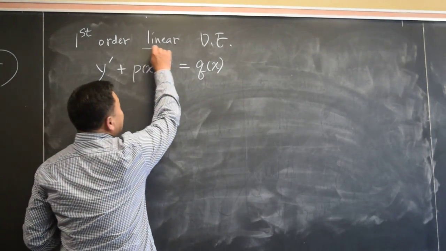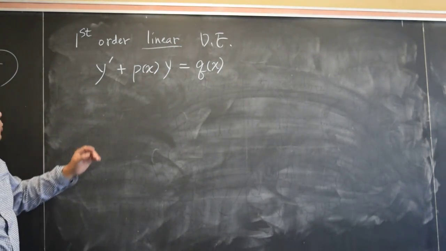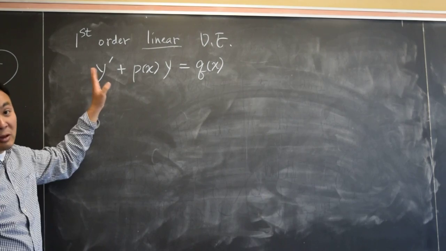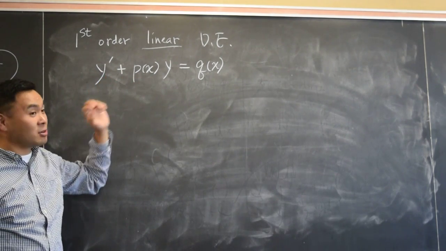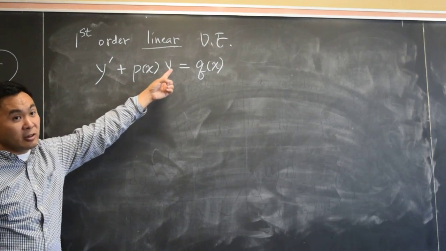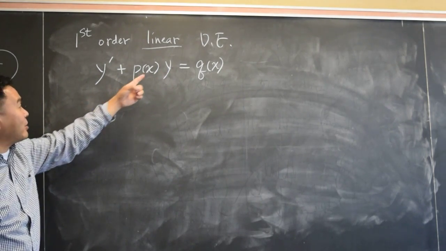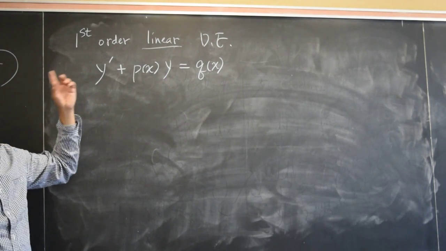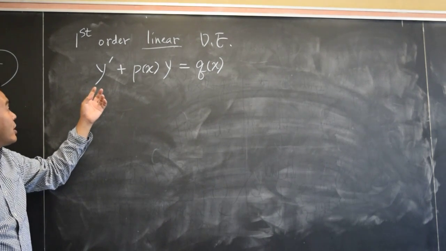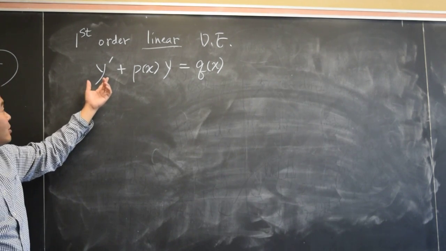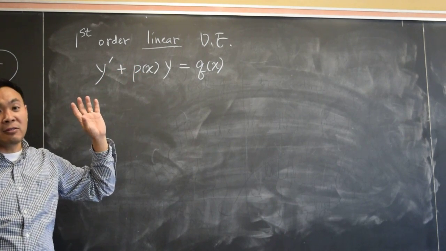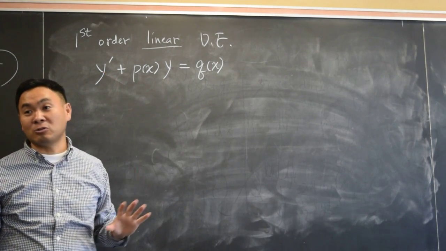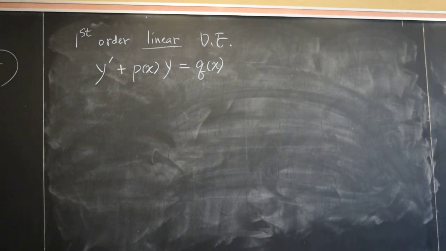Then this part about linear. Linear means that y prime and y are separate terms. They're never multiplied to each other. They're just by themselves separately, and their powers are always 1. So if I had y squared somewhere, that wouldn't be linear. If I had y prime squared, that won't be linear either. Linear means whenever y prime or y appears, it only has first power, and it never happens that y prime and y are multiplied together. Okay? That's what linear means.